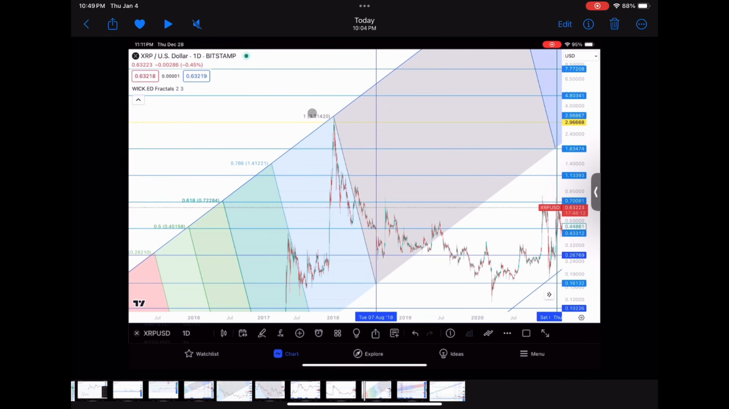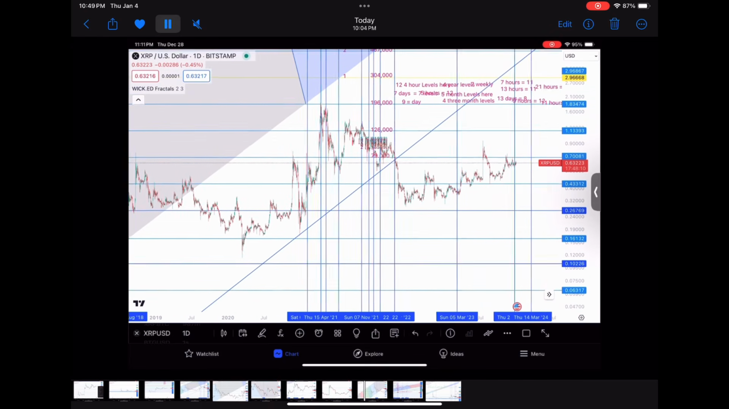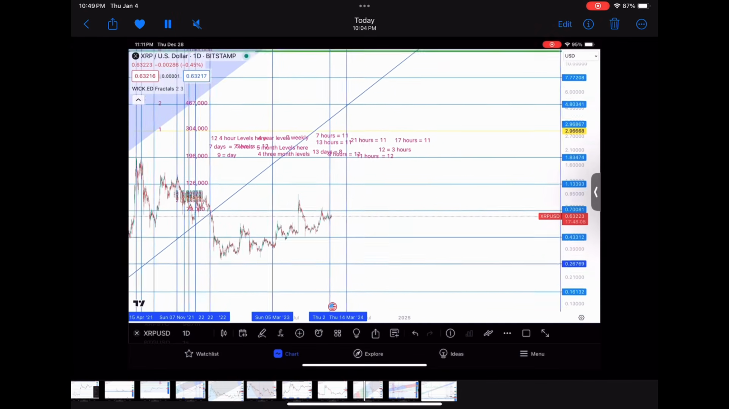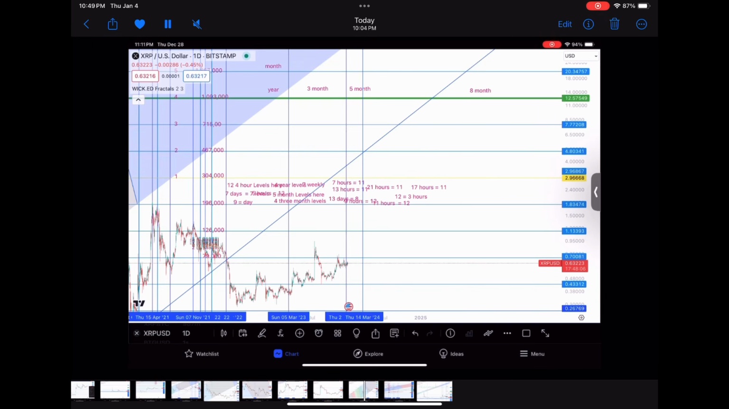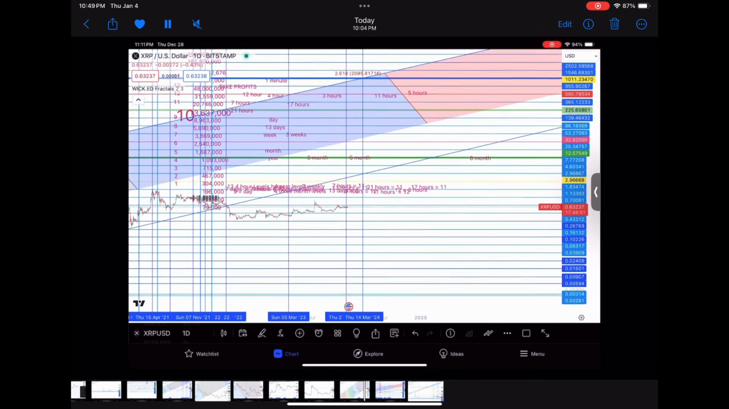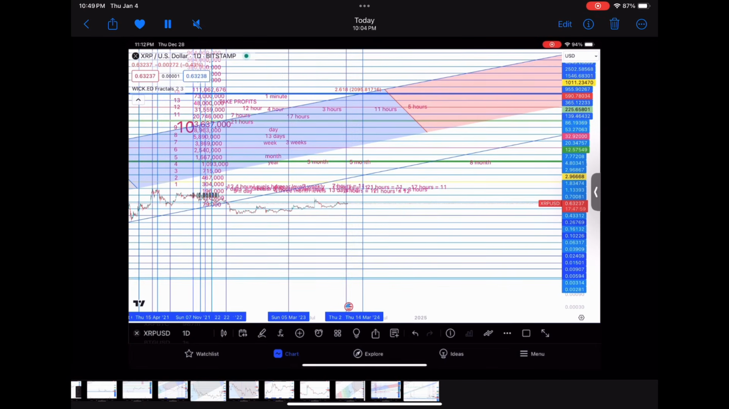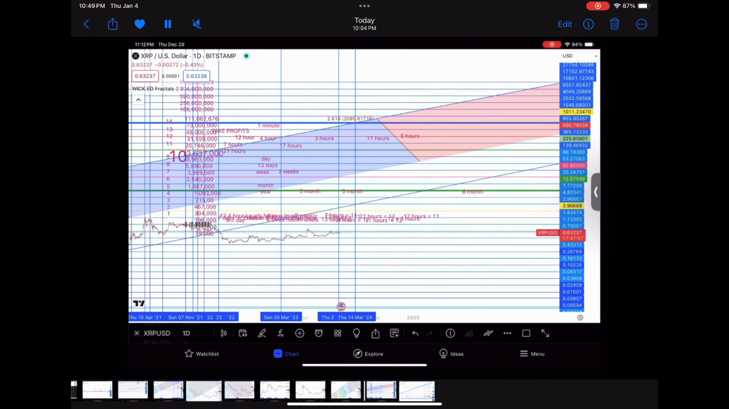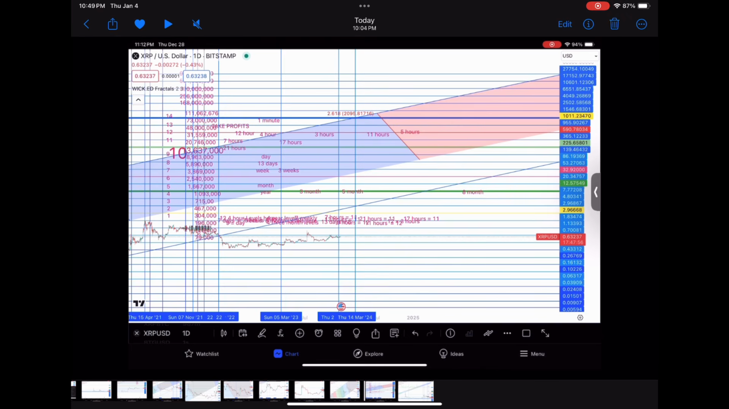So here is the exciting part. We're sitting at this high. We've got 17 levels built up. And let's zoom out and see what those 17 levels would entail with the break of an all-time high. So we'll stop right there.